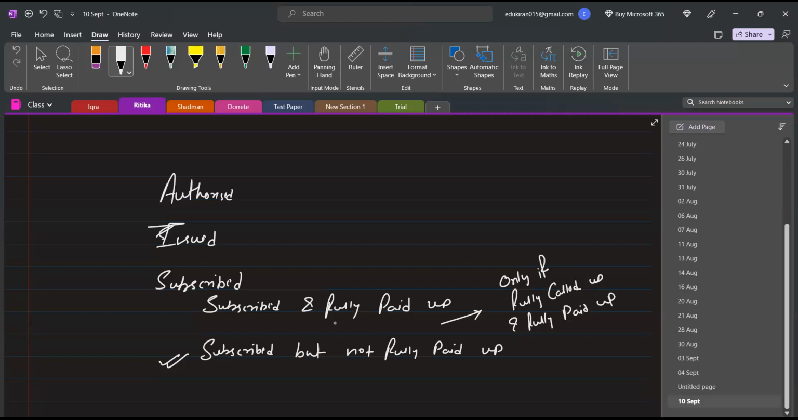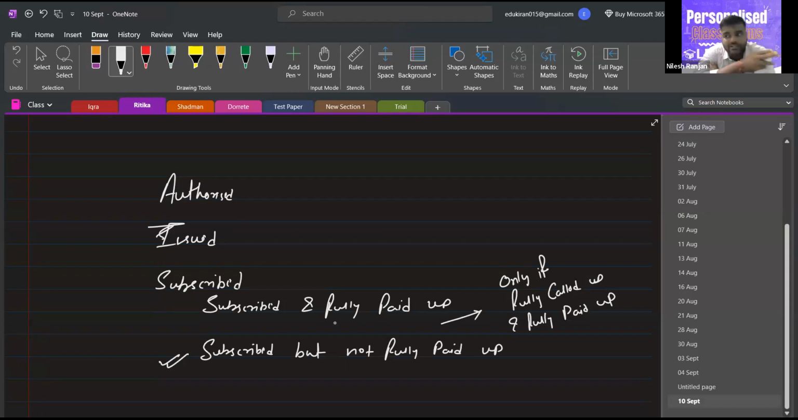Could you repeat that again? If the company has asked on a 10 rupees share only 8 rupees, then it will not be included in fully paid up shares. Why? Because you have not asked the full amount on those shares, so it cannot be called fully paid up.